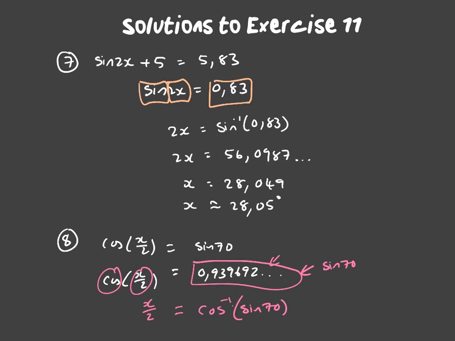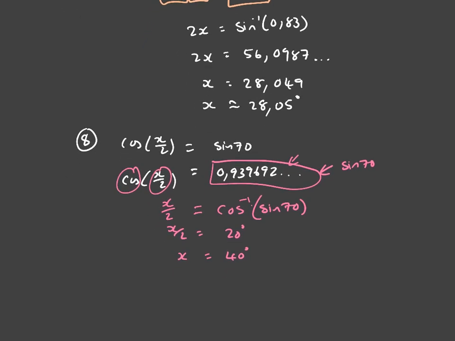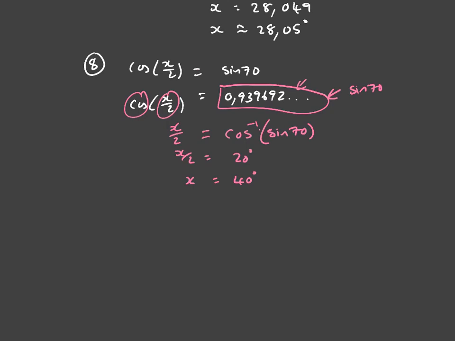So you're just going to press on your calculator arccos, shift cos, either using the previous answer, or you can just type sine 70 in there, and you've got 20 degrees. What? Arccos of sine 70 is equal to 20 degrees. We're going to do a bit of investigation on that later, so why is that equal to 20 degrees? And then we're going to multiply by 2 on both sides. So x is equal to 40 degrees. Okay, and then the last one is question 9.